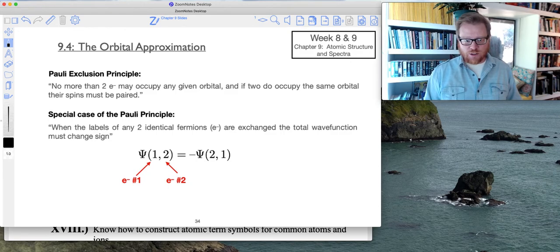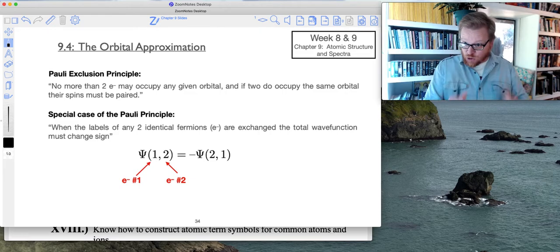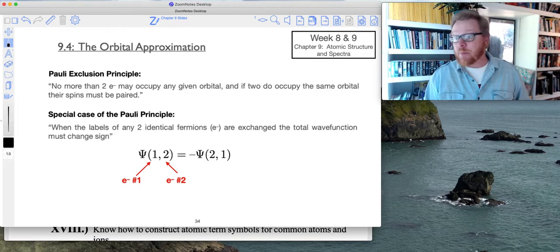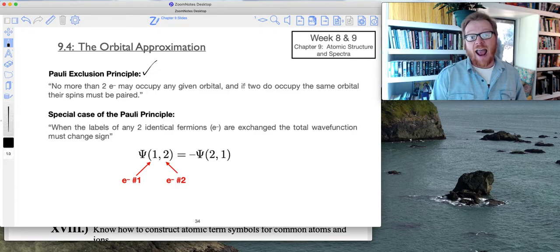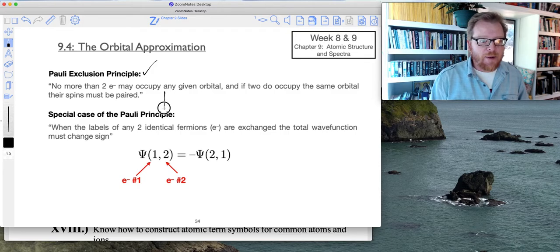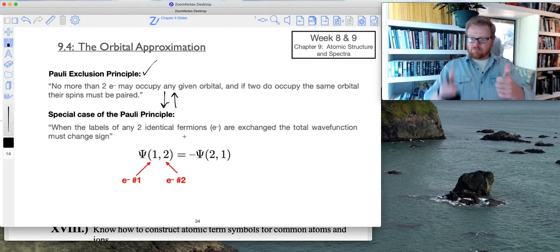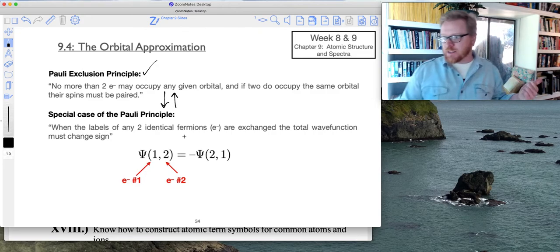But what we are going to talk about are some other consequences of having 2 electrons in a given bound state. One of the big ones is the Pauli exclusion principle. And this is all something you've heard before from general chemistry. Perhaps you just don't remember, and that's okay. So, as a reminder, the Pauli exclusion principle says no more than 2 electrons may occupy a given orbital. And if 2 do occupy the same orbital, their spins must be paired. And by paired, we mean up-down. The spins must be paired.